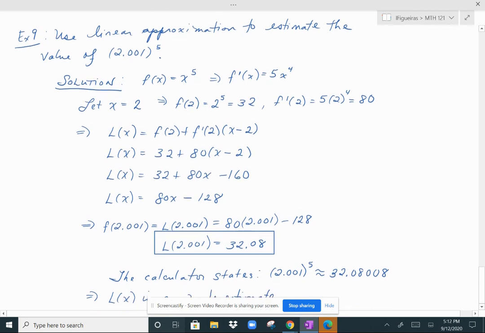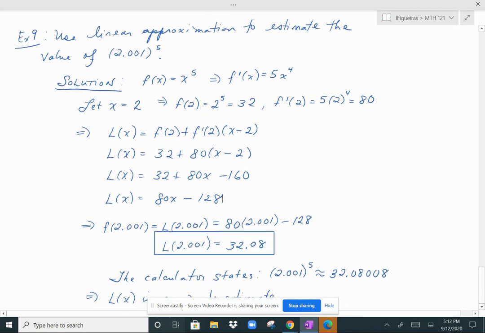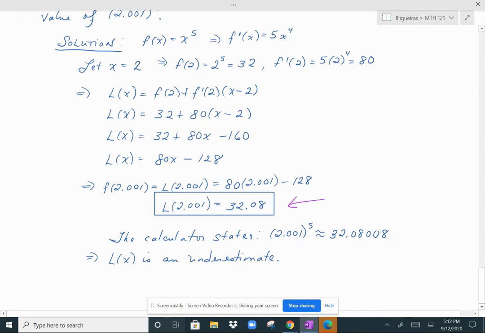All right, so now this one's very straightforward. If the function is x to the 5th, my x is 2.001. So you plug 2.001 into this line. Again, that's something you can do easily without a calculator, and then subtract 128, and you get that the linearization tells you that 2.001 to the 5th power is about 32.08, which sounds like a pretty reasonable number because I know that 2 to the 5th is 32.